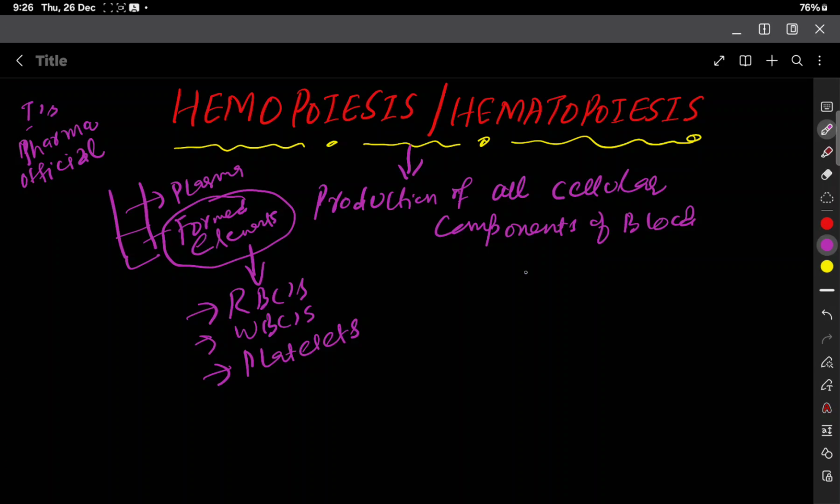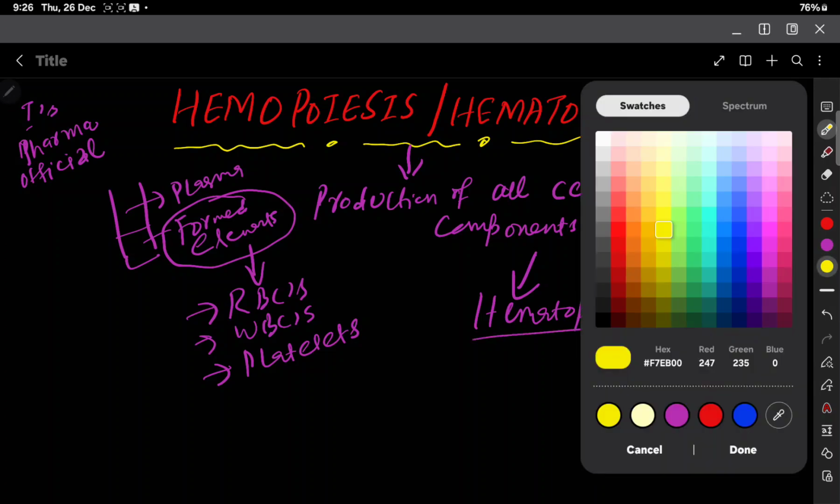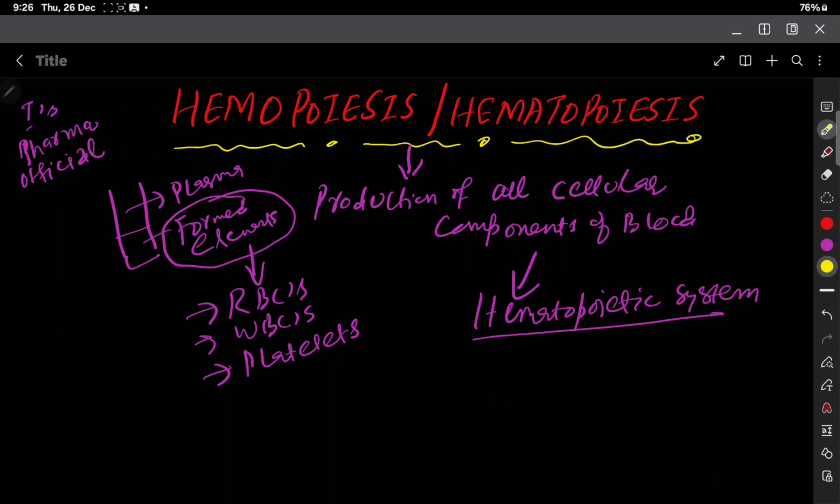This whole process occurs in the hemopoietic system. What is the hemopoietic system? It includes organs and tissues, for example bone marrow, liver, and spleen. Together they constitute the hematopoietic system. So simply, hematopoiesis is the process through which the body manufactures, or produces, blood cells.